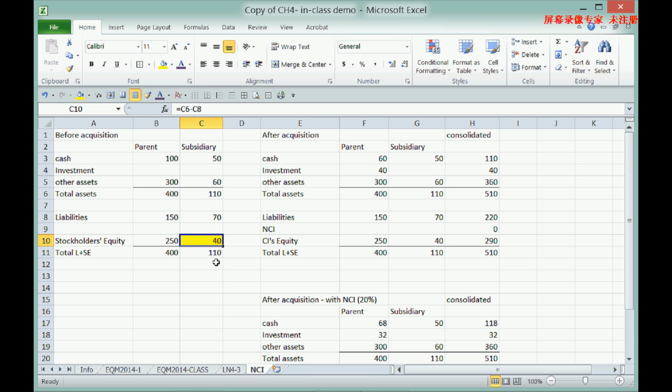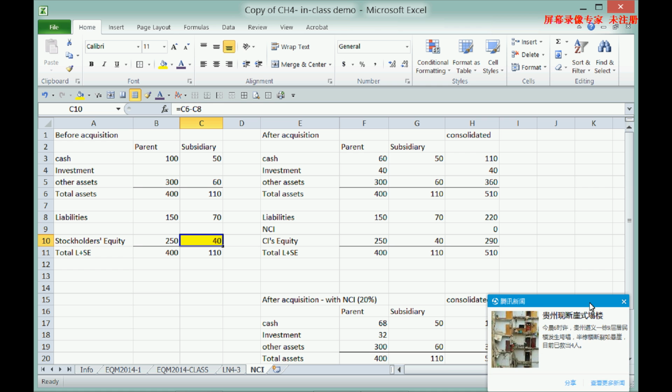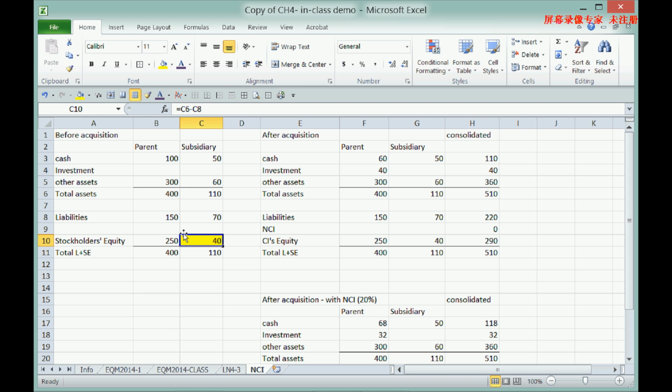We know that when the parent bought the sub, the parent is buying the voting stocks of the subsidiary, which is the shareholders' claim. So let's assume first the parent owns 100% of the subsidiary, which means the parent bought the subsidiary for $40 in cash. Assuming no goodwill and no overpayment, the parent paid exactly $40 for the subsidiary for simplicity.